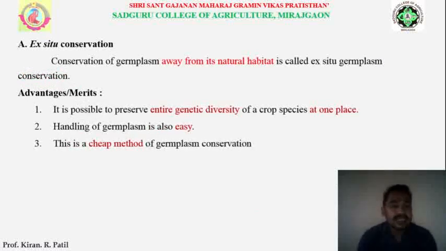To avoid this, the second type is ex situ conservation. This conservation is away from its natural habitat. We can conserve it in a lab, in different forms like seed, germplasm or plasma form. If you see the advantages, it is possible to preserve the entire genetic diversity of a crop species at one place. Second, the handling of germplasm is easy and it is a cheap method, though the initial investment is very high, but after that it is cheap.